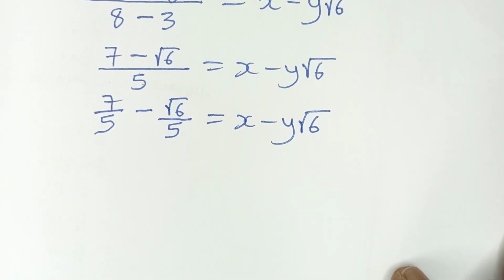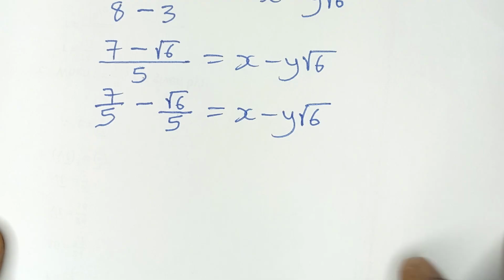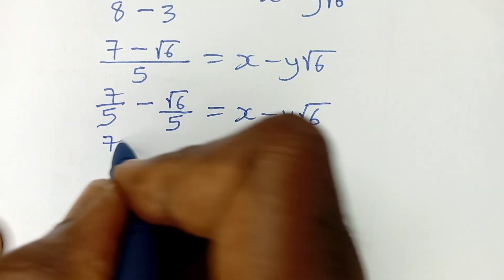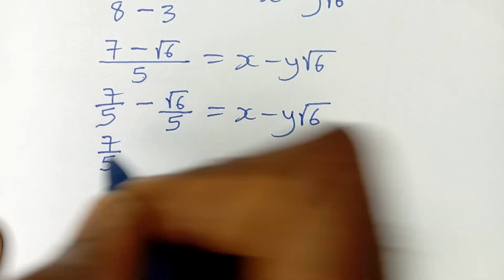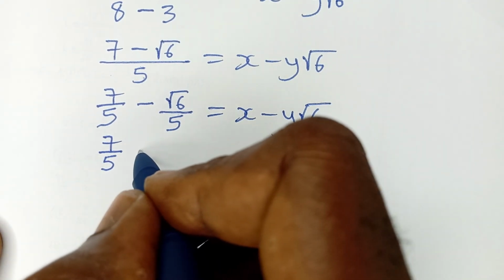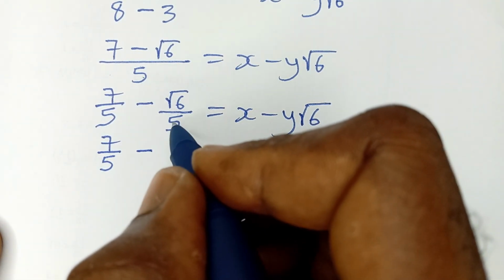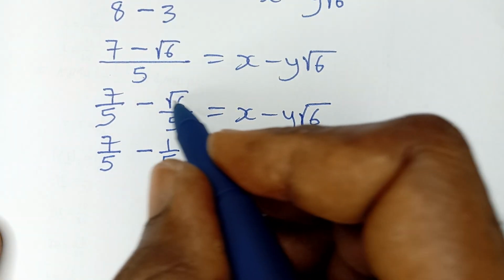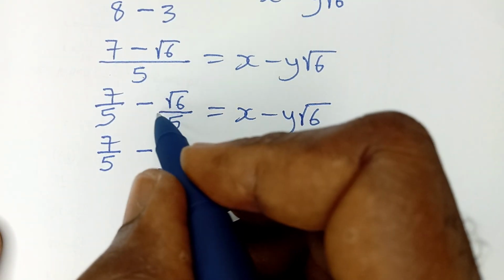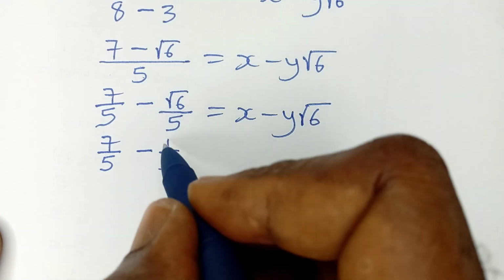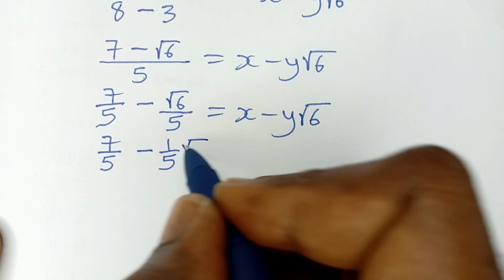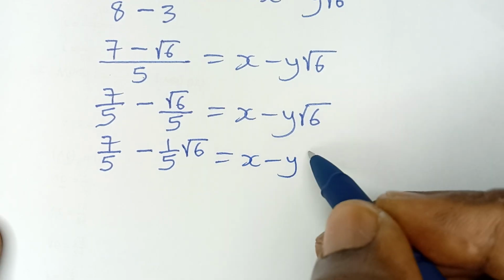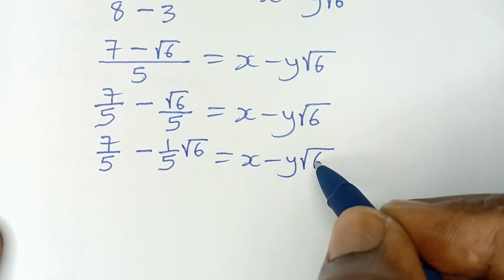Now, another thing that I can do again is to rewrite this as 7 over 5, which is okay. And then minus, I can write this root 6 over 5 as 1 over 5 as a fraction. So I can write the fraction of this 5 as 1 over 5 and then root 6. And that will be equal to x minus y root 6.